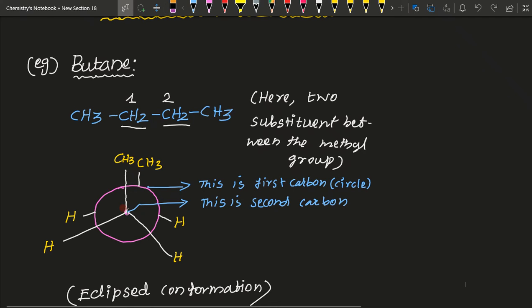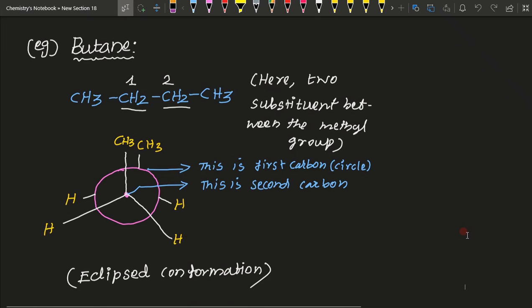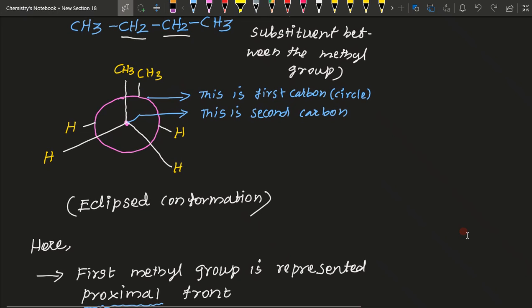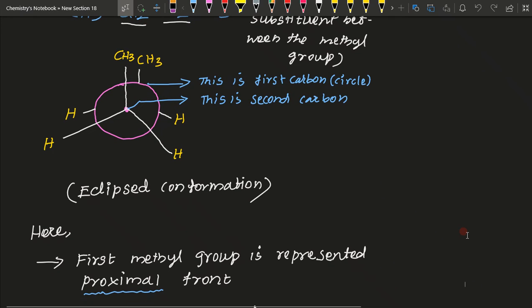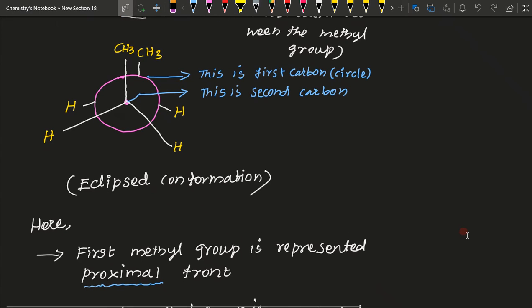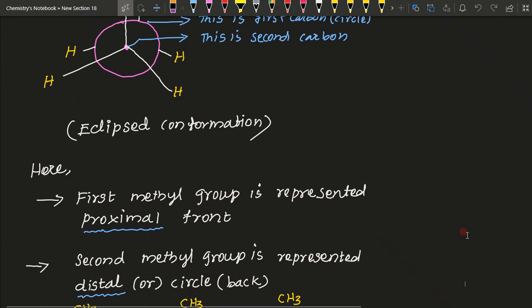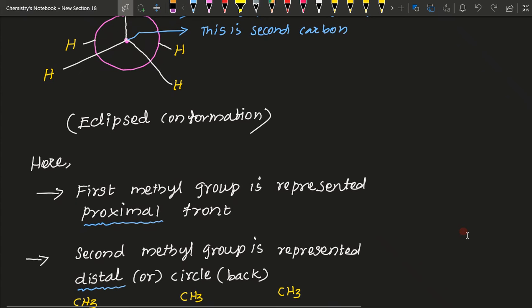This is the second carbon, placed in the vertical line, and this circle is the first carbon. This is the eclipsed conformation, or eclipsed form. Here the first methyl group is represented proximal. Proximal means front. The second methyl group is represented distal, or the circle at the back.